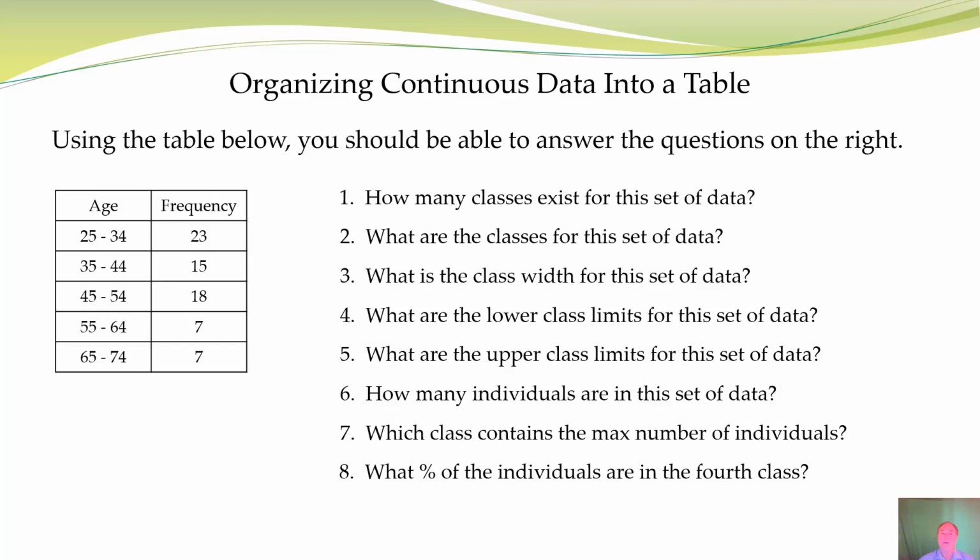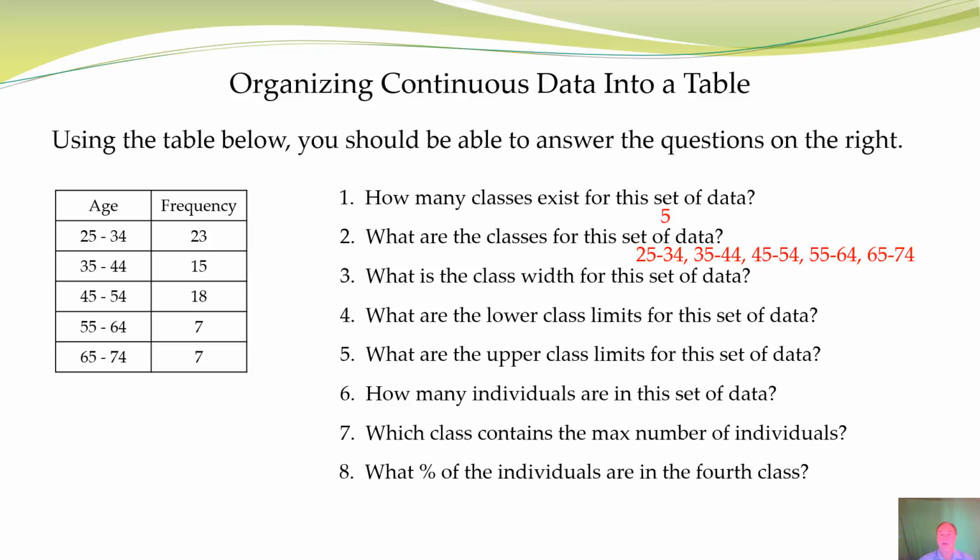Now, here's a table. Let's look at this example. Question number 1. When you're given a frequency distribution, you should be able to answer some questions. Question 1. How many classes exist for this set of data? If you look over here, count the classes, there would be 5 different classes. Now, what are the classes? Well, the classes are the ranges. 25 to 34, 35 to 44, 45 to 54, 55 to 64, 65 to 74.